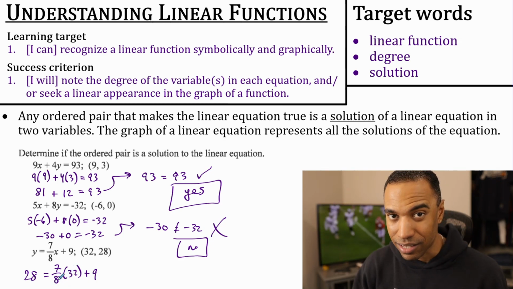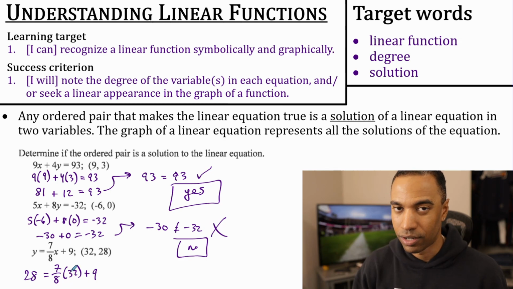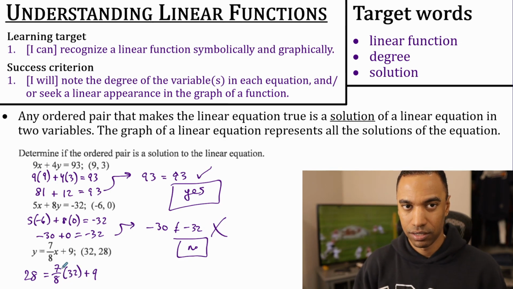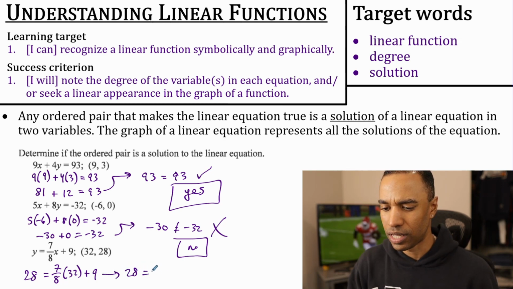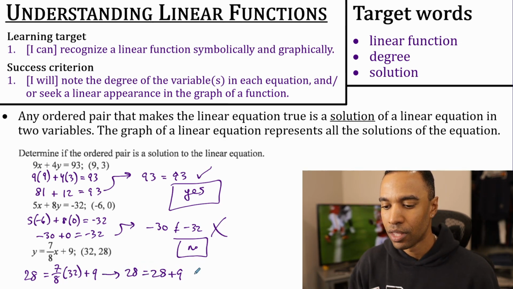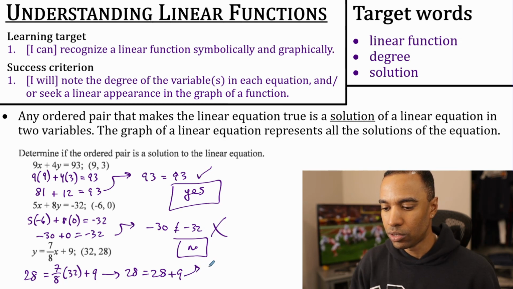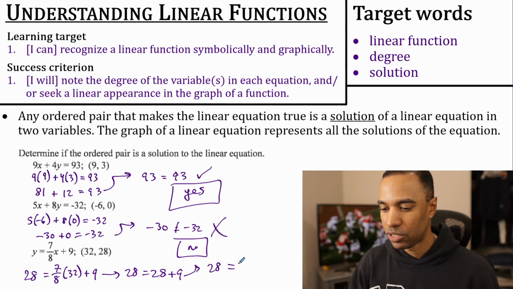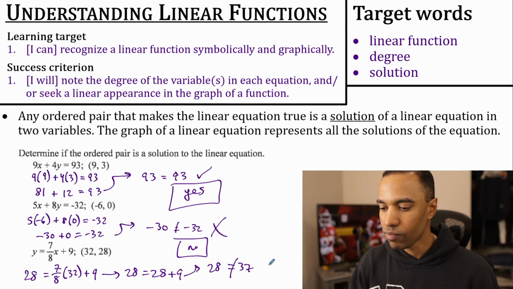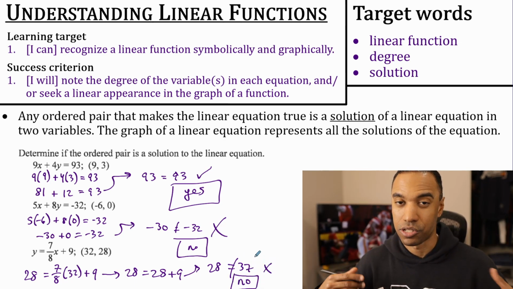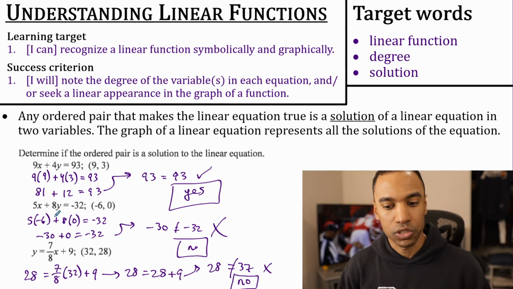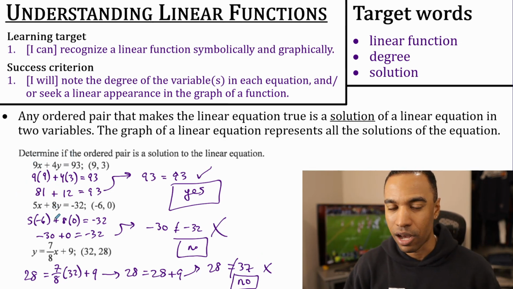So this is going to be a lot faster if I do this mentally. 32 divided by 8, which is 4, times 7, which is 28. So I get 28 equals 28 plus 9. That doesn't sound right. So 28 equals 37. I don't think so. Therefore, no, this is not a solution to the equation as well. That point is not on that line. And yes, these are all linear equations, all of first degree.